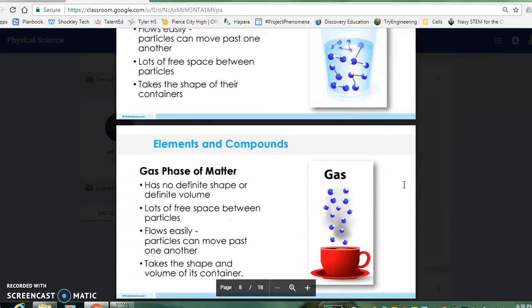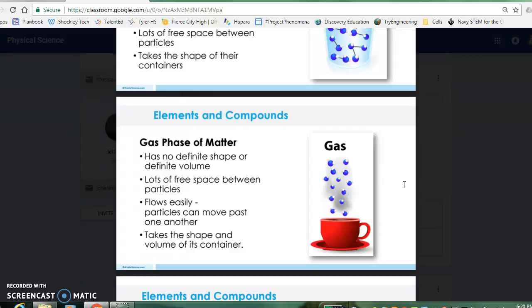Next, we have the gas phase of matter. In the gas phase, matter does not have a definite shape or a definite volume, so it's kind of the complete opposite of a solid. There's a lot of free space in between the particles, and they're moving very rapidly. They've gained a lot of thermal energy, which translates to a lot of kinetic energy. So they're moving all around and they're bouncing off one another. Similar to a liquid, a gas will also take the shape of its container. However, different from the liquid, it takes the volume of its container.